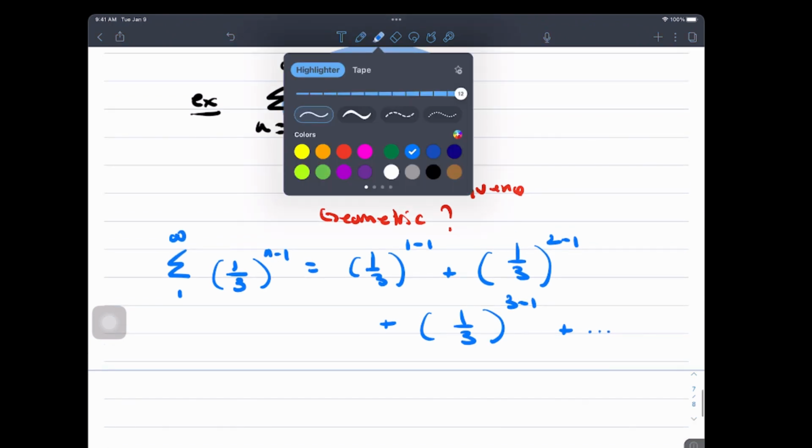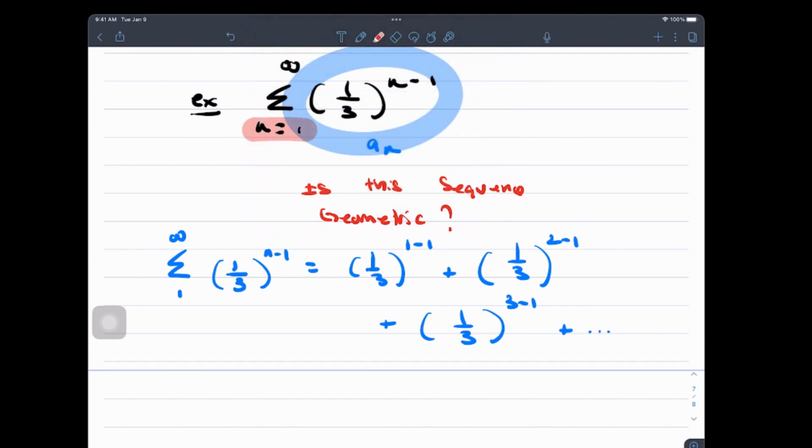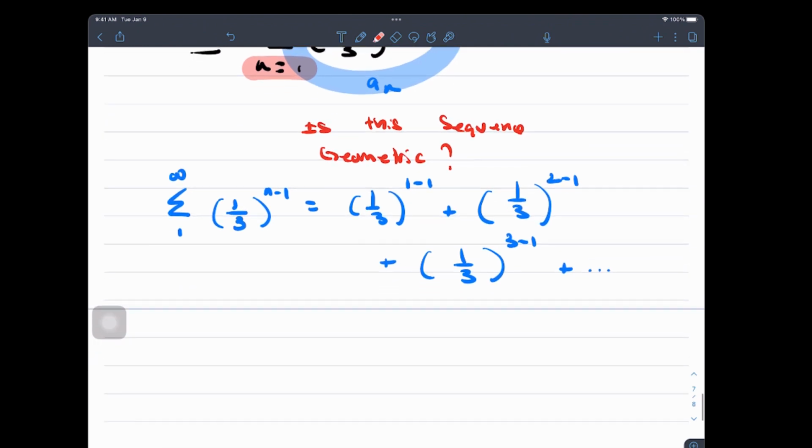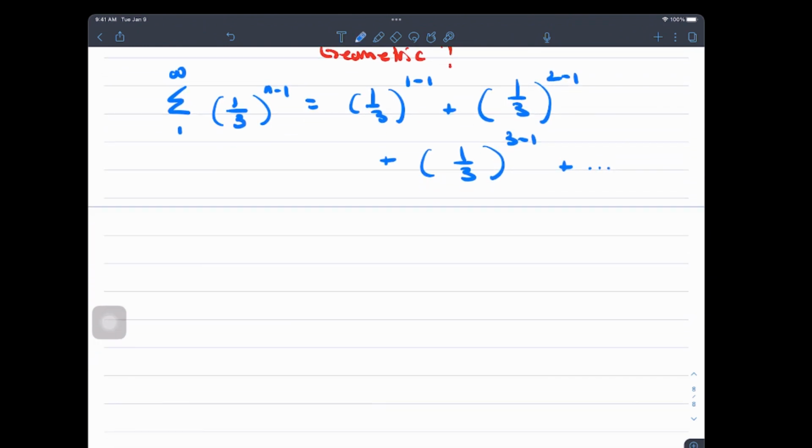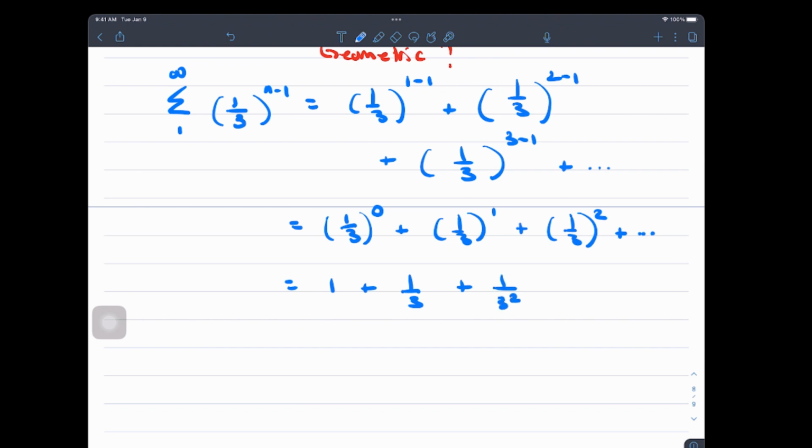Because now your index n starts at 1. You change that: n goes from 1, 2, 3, 4, 5, 6, and so on. So you're going to have to check, and that's 1/3 now to what power? 0. Plus 1/3 to the 1, plus 1/3 squared, and then that goes on forever. 1 plus 1/3 plus 1 over 3 to the second power, really 1/9, but okay. And then that pattern goes on forever, okay?